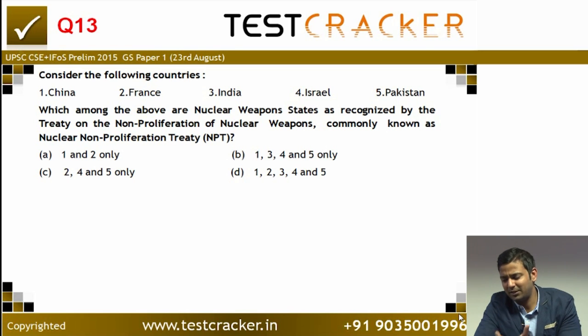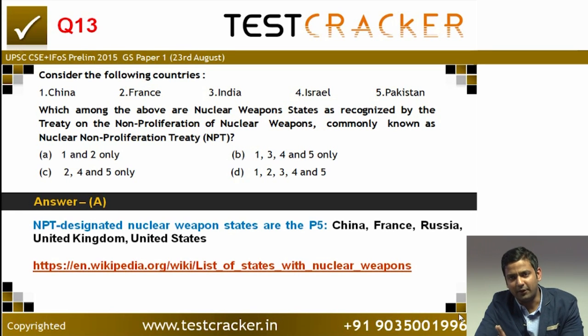The answer is actually a very simple question, right. Who are the nuclear weapon states? The permanent 5, the P5 of the UNSC, have been recognized by the NPT as nuclear weapon states. So China, France, Russia, United Kingdom and United States, only these 5 countries are recognized as nuclear weapon states, which means the answer is option A, 1 and 2 only.